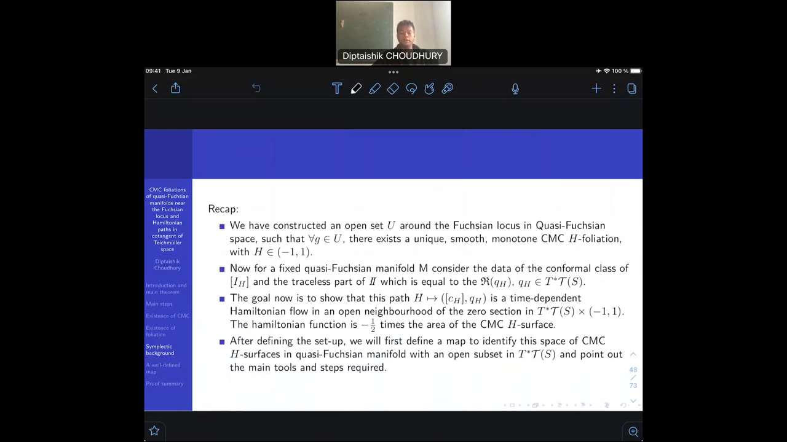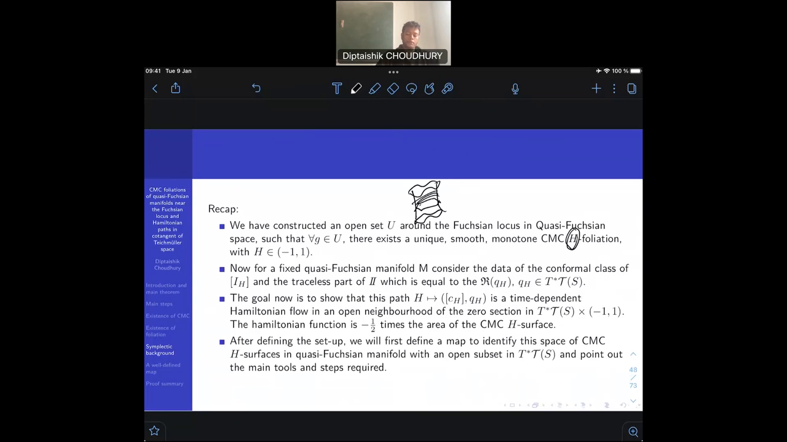So what we have already done is that we have constructed an open set U around the Fuchsian locus in quasi-Fuchsian space such that all manifolds in that space U are foliated uniquely by smooth monotone CMC foliation, where the CMC surface mean curvature value ranges in -1 to 1. Then recall that we are foliating this region between the convex core and the boundary at infinity.